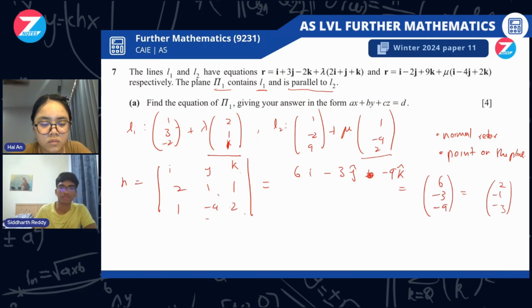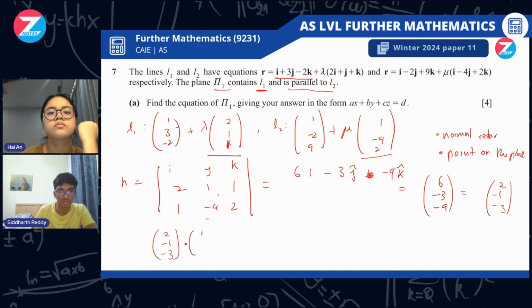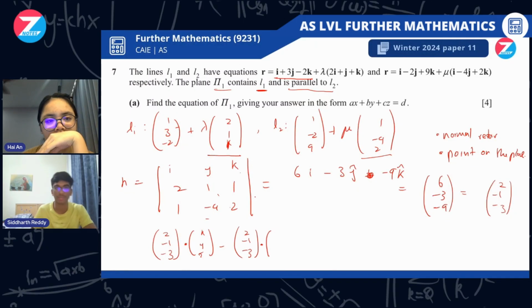And to find a point on the plane: if the plane pi1 contains L1, it also contains any point on L1. So it would also contain this point (1, 3, minus 2). So now that we have that, we can write (2, minus 1, minus 3) dot product with the vector (x, y, z) is equal to (2, minus 1, minus 3) dot product with that point on the plane. So in this case, we'll take (1, 3, minus 2).